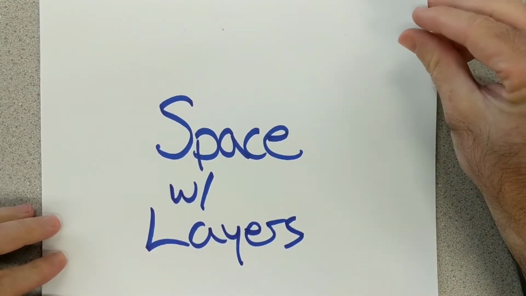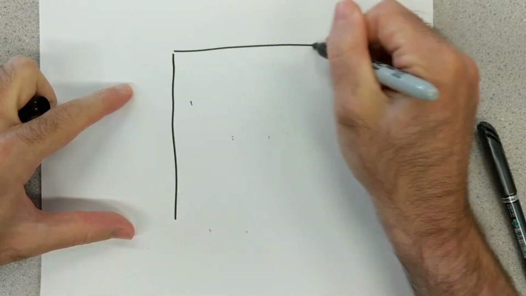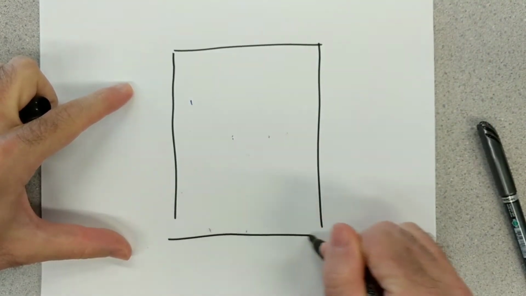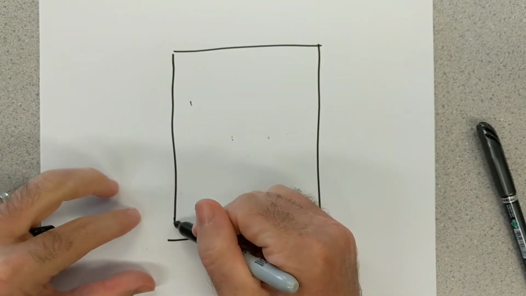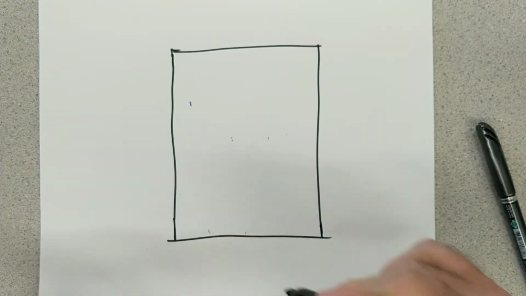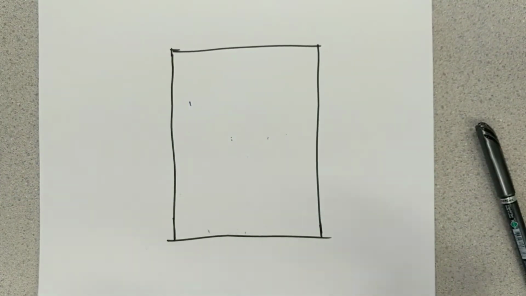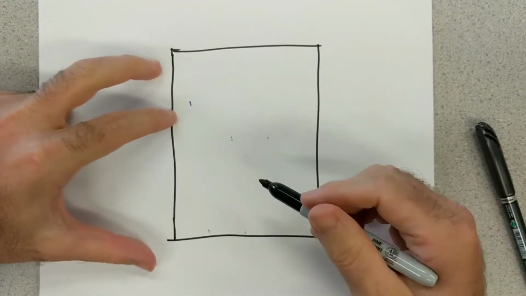So in a very simple drawing, let's just start with a frame here. You always want to have a frame, and that way you can kind of see where the edges are. So we're going to pretend this rectangle that I drew is a piece of paper by itself. And I want to start to create some layers.